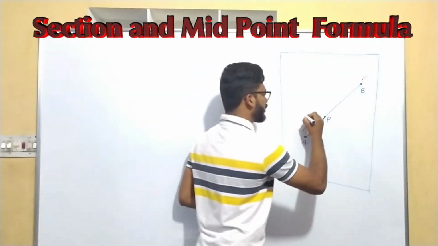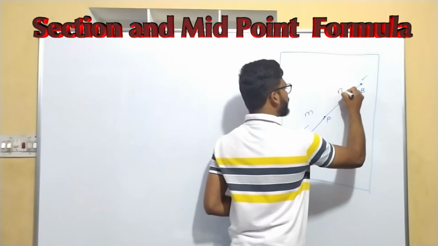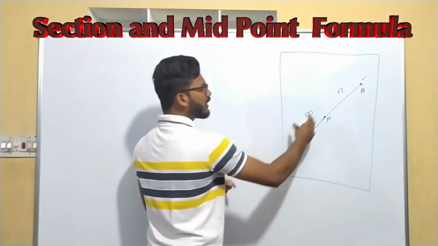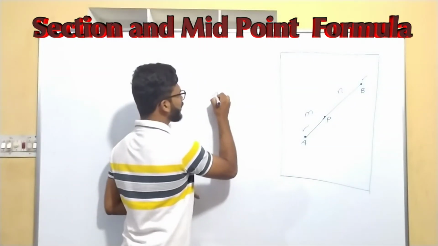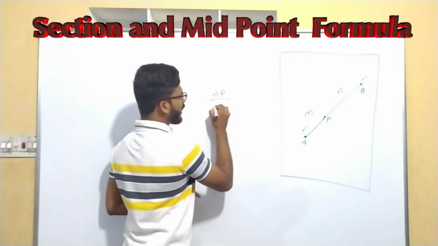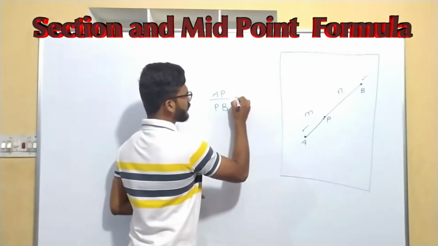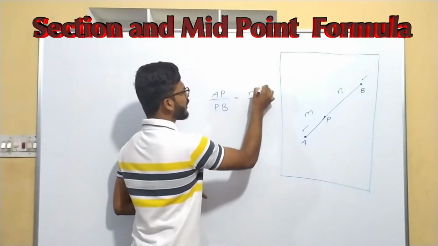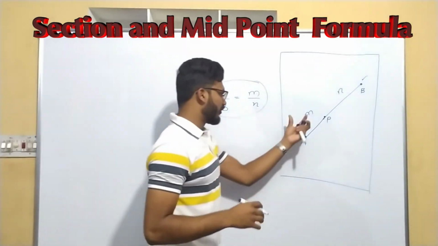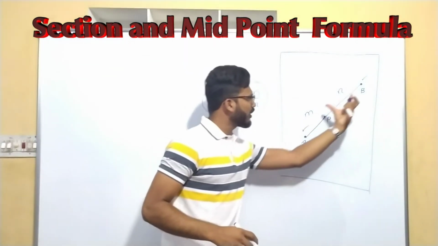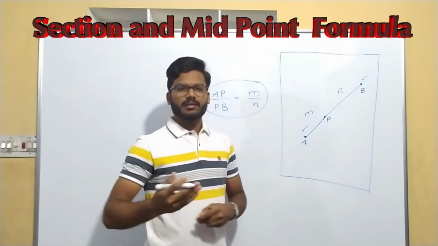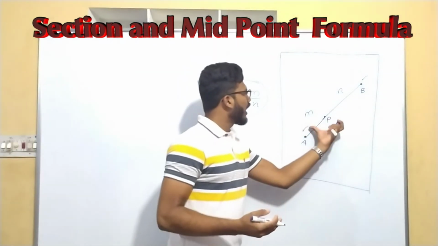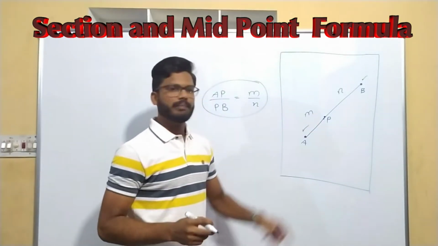Suppose they are in the ratio m is to n. The distance between AP and PB are in the ratio, what I am telling? AP by PB should be in the ratio m by n. Whether it is nearer to A or nearer to B based on this business matters, right? So I have to locate a point P.